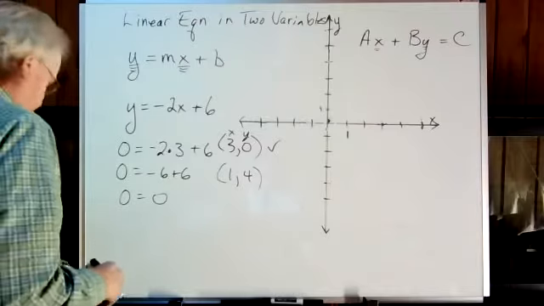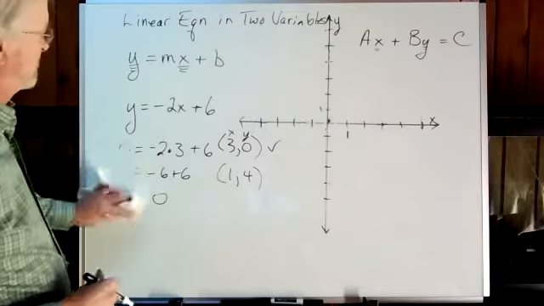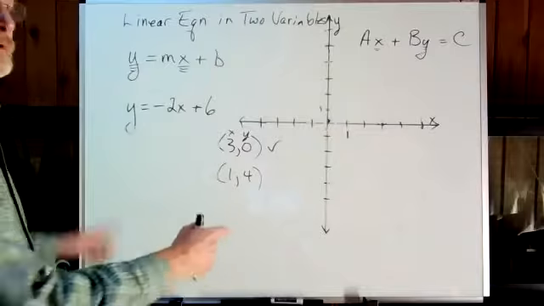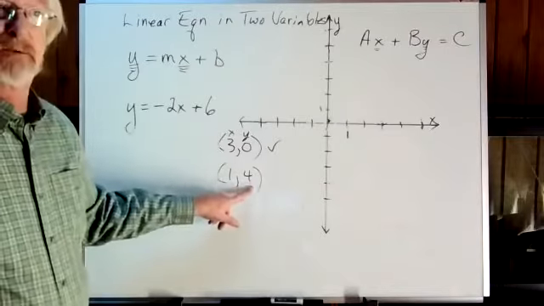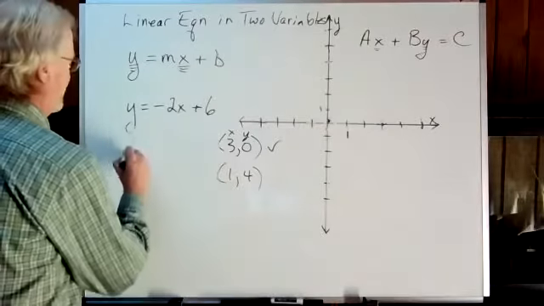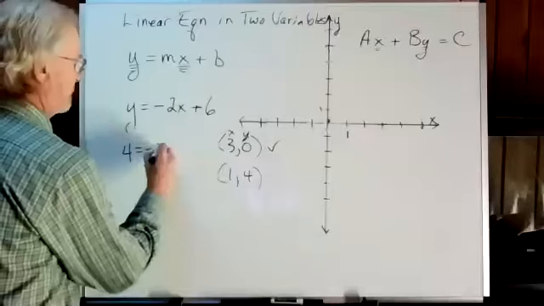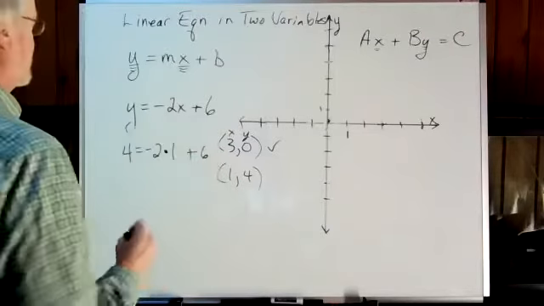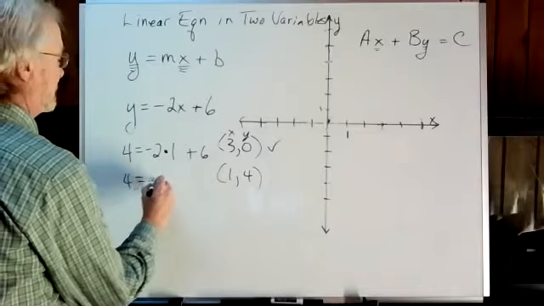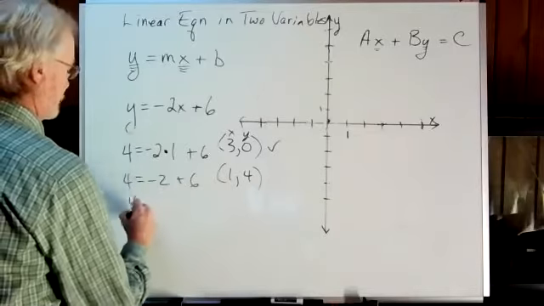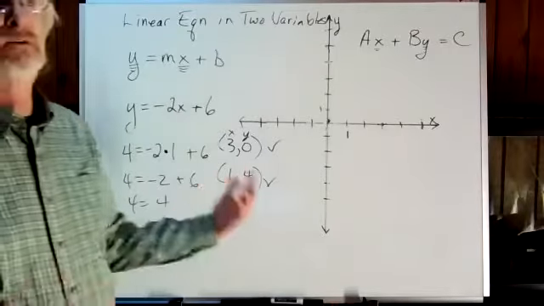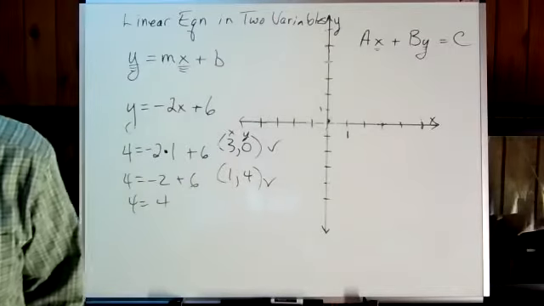is it true? All right, if I put in that point, it's kind of unfortunate, I have to make sure I get the second one for the Y value. And then -2 times a 1 plus 6. All right, 4 equals -2 plus 6, 4 equals 4. Oh, yeah, that one's true also. I found two different solutions to that equation.